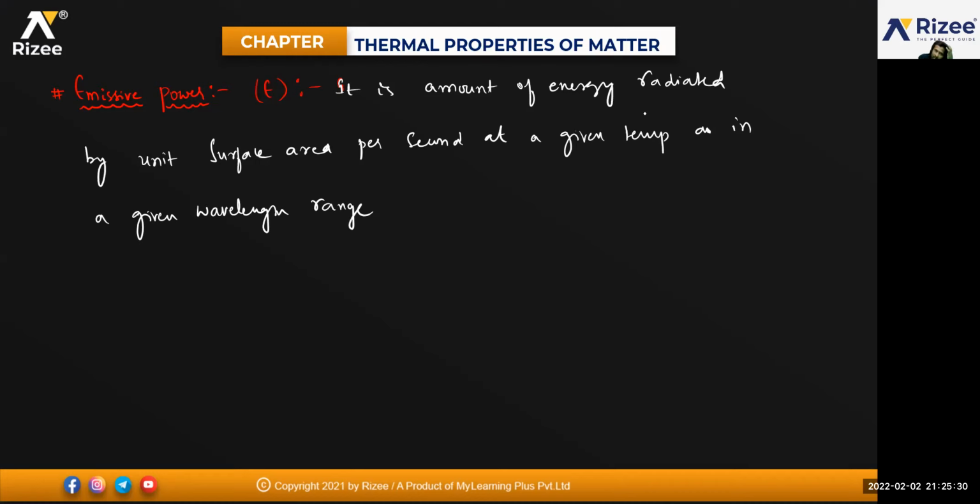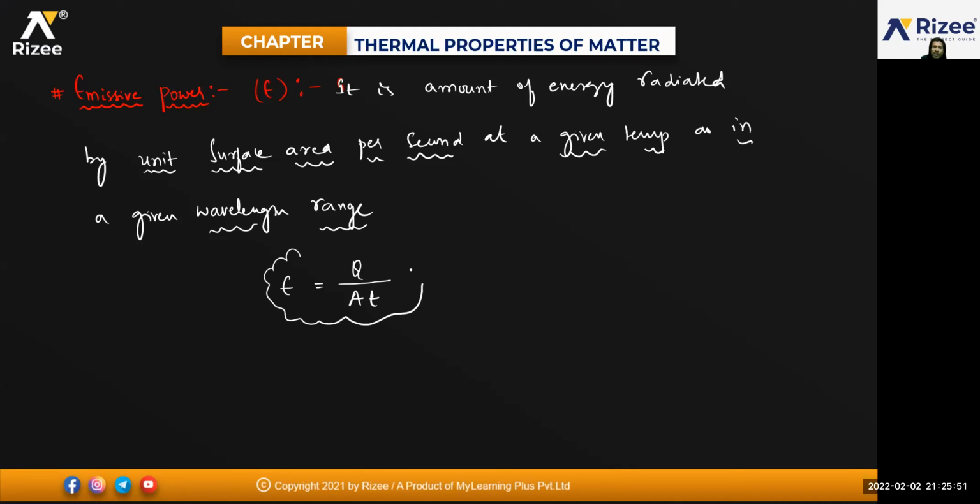Okay, so it is the amount of energy radiated by what, beta? Per unit surface area per second at a given temperature in a given wavelength range. So I can write this formula as E is equal to energy divided by area into time. So this is your formula.